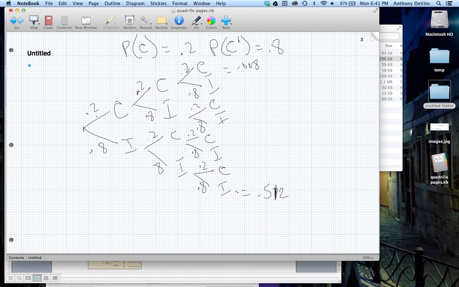The probability to get the first 2 right and the third one incorrect is 0.2 times 0.2 times 0.8, which is 0.032. Correct, incorrect, correct is what? Good. Correct, incorrect, incorrect is 0.2 times 0.8 times 0.8. 0.64 times 0.2 is 0.128.